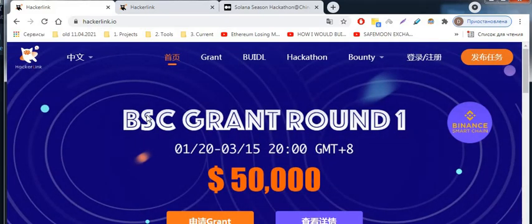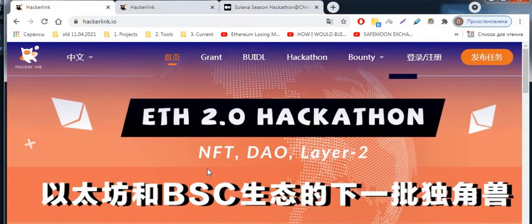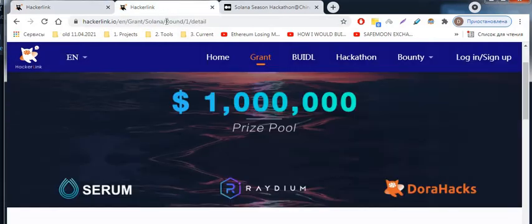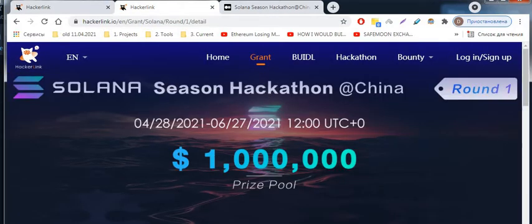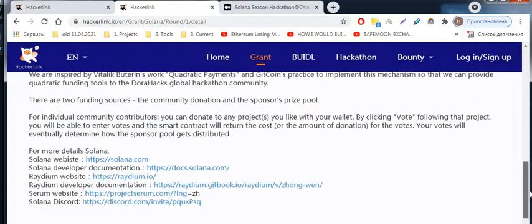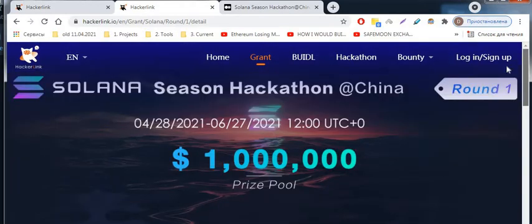What's good about this website is that it aggregates hackathons from major crypto companies, crypto players, and currently it is working with the Solana company. Here is the description of Solana's hackathon with more information about it. So what is HackerLink? HackerLink is a platform that aggregates hackathons, and it uses quadratic funding.